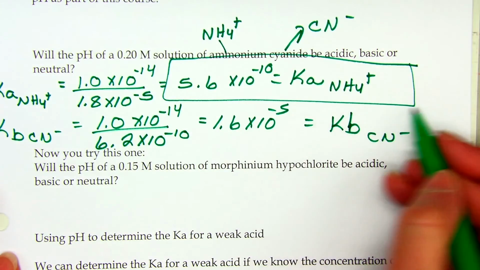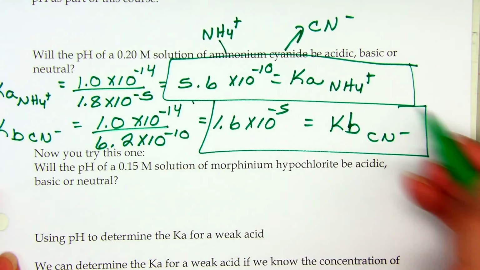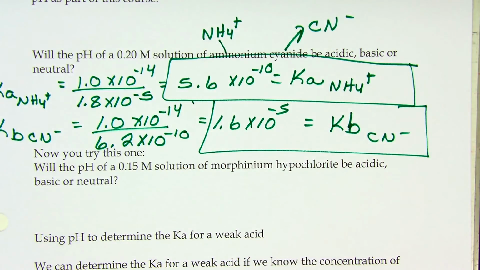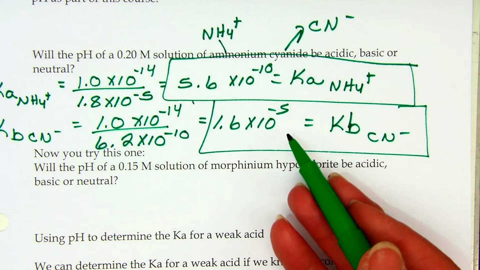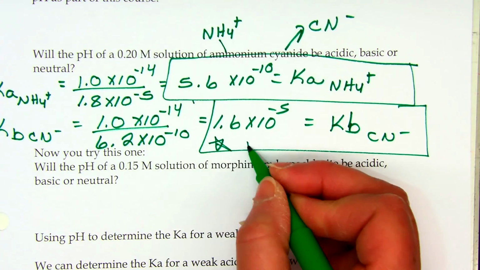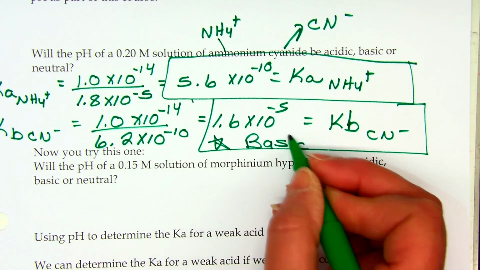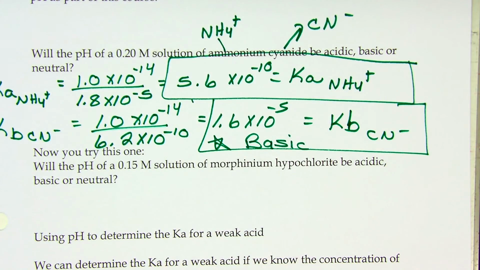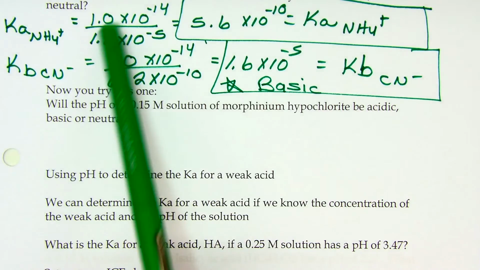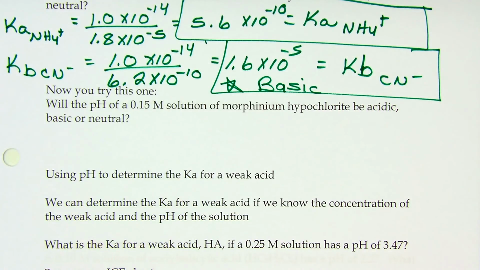Now we look at these two numbers and we decide which is bigger. Which of those two numbers is bigger, the Ka or the Kb? The Kb is bigger, so it will win. So the solution will be basic. Can we tell exactly how basic just by looking? No. Now, we've got a couple of I-do-math-in-my-head wizards in this room. So for you wizards, do you see anything else here that could save you doing math at all?